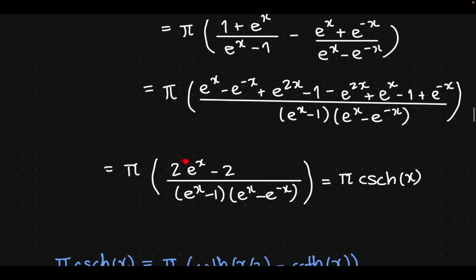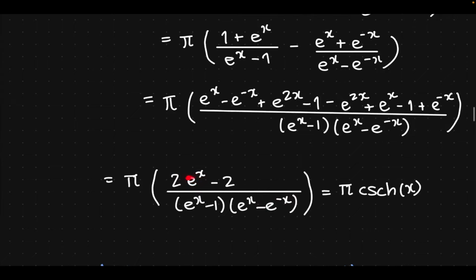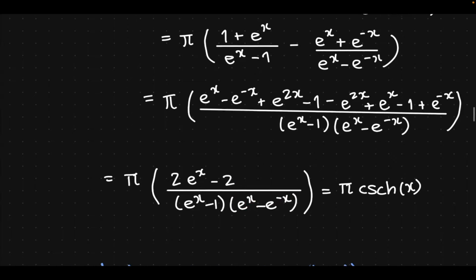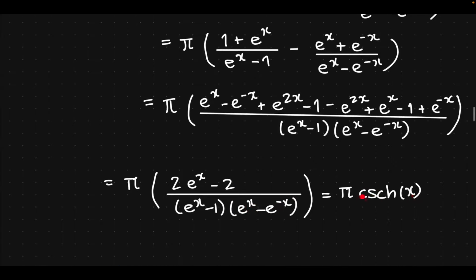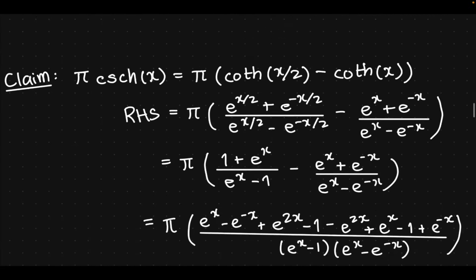So e to the x, we can take the 2 out. We get e to the x minus 1, which cancels with the denominator nicely. So we just get pi times 2 over e to the x minus e to the minus x, which is just 1 over hyperbolic sine of x, which is hyperbolic cosecant of x. So pi times hyperbolic cosecant of x. And that's it. We've proved it.